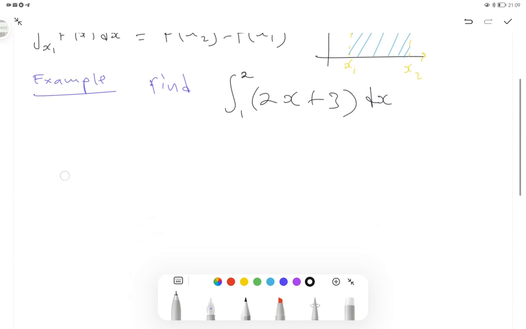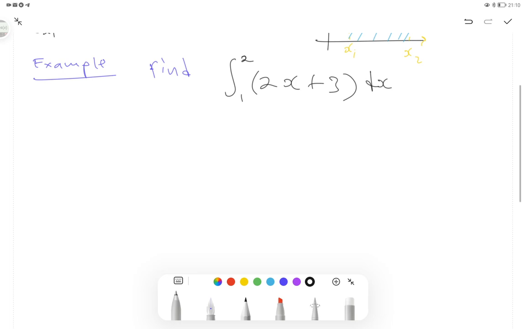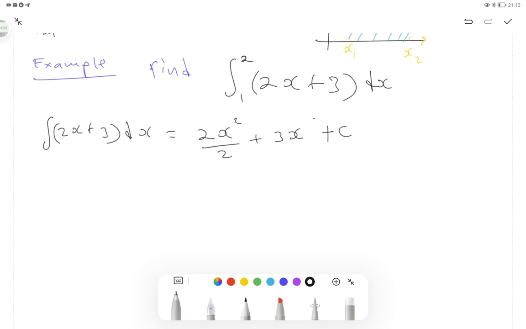Don't forget that. For us to solve this one, first we find the integration. The integration of 2x plus 3 with respect to x: x is power 1, we increase the power by 1, so 1 plus 1 will be 2, divided by the new power, 2. Then 3x: the new power is 1, so divided by 1 is the same thing. Plus c. This is before introducing the constants for this side and that side.